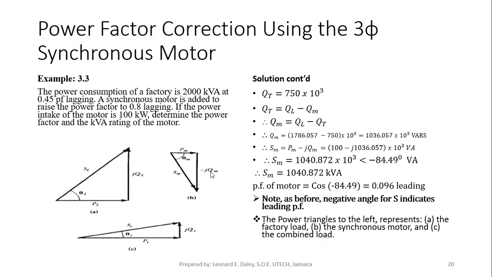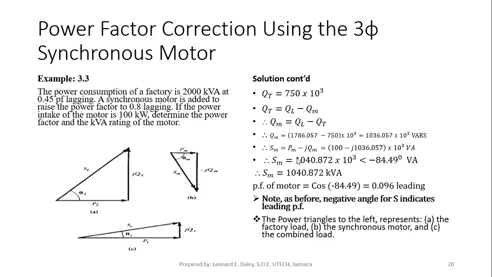So therefore, QM, since we wanted to find out the motor KVA rating, QM would be equal to QL minus QT. And so therefore, substituting the values, QM is equal to 1036 kilovars. So coming back to finding the KVA rating of the motor, SM is equal to PM minus jQM. So it is 100 minus j 1036 kVA.